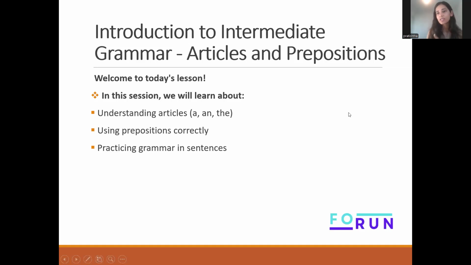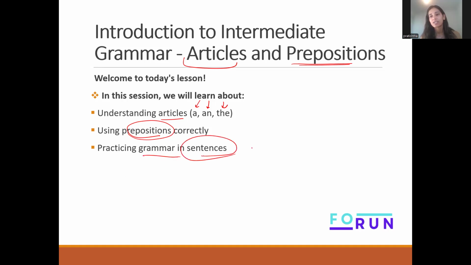All right. So, in today's lesson, we are going to start with a basic general introduction to intermediate grammar. So, now we are not on beginner's level, we are on intermediate. We are on an intermediate level, right? And we are going to look for articles and prepositions. So, we will understand articles. If you remember, we have done it in school, it's a and the. We will use prepositions correctly. So we have a lot of prepositions and we will try to understand and learn how to use them correctly. And then we will practice grammar in these sentences, right? So we will have some real life practice examples as well.